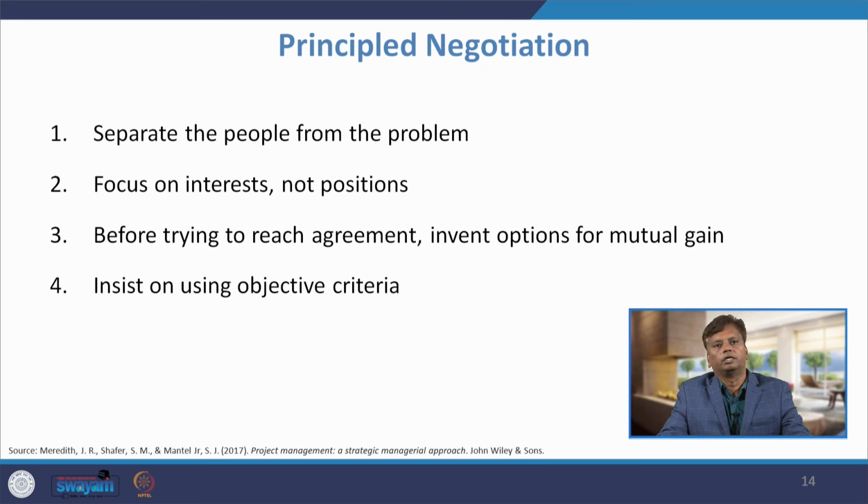The third principle is, before trying to reach agreement, invent options for mutual gain. So, before you go to the negotiation table, you should have various options in your hand that need to be discussed with other parties. Insist on using objective criteria. That is, when we make criteria for resolving the conflicts, you make them objective criteria. If there is any subjectivity, there is a chance that people will interpret in different ways. So, that is why the fourth principle is to insist on using objective criteria.